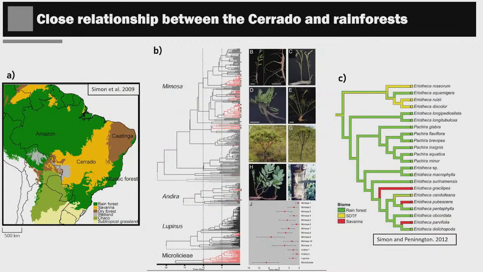These two perspectives are both very reasonable, and each has its importance, because there's a close relationship if we look at the evolution and how the Cerrado and Atlantic rainforest are distributed across the Brazilian territory. For instance, if we look at species from the Cerrado, we know that the core lineages, such as Mimosa, Andira, Lupinus, and Microlicia, have diversified from lineages that evolved in fire-free vegetation types, which is also observed in species from the genera Eriotheca and Pachira.